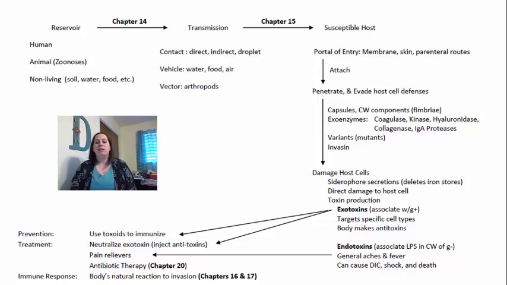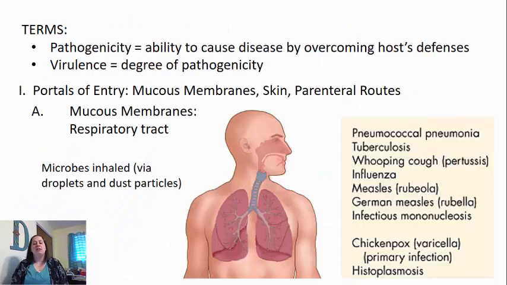All right, and so we want to be able to see this progression as we go through the susceptibility of the host in order to look at treatments, which we'll talk about in further chapters. So pathogenicity is the ability to cause disease by overcoming the host's defenses. So it's the ability of the organism to overwhelm your defenses. Virulence is the degree of the pathogenicity. There are different portals of entry that we are going to look at. These include the mucous membrane, the skin, and what we call parenteral routes.